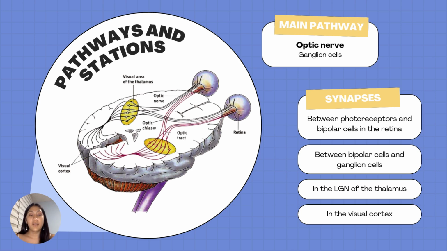Here, we can find four synapses. The first one between the photoreceptors and bipolar cells in the retina, the second one between the bipolar cells and ganglion cells, the third one in the LGN in the thalamus, and the fourth one in the visual cortex.